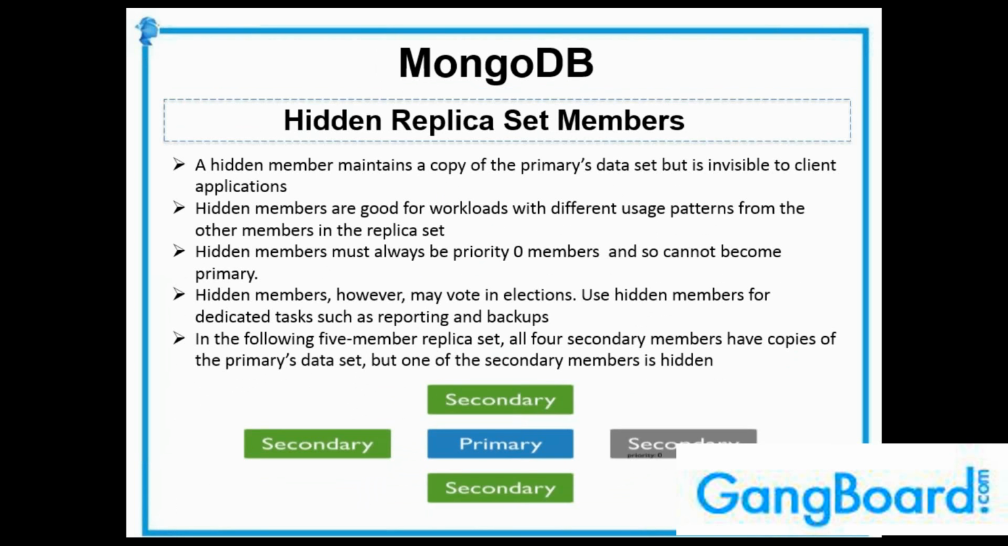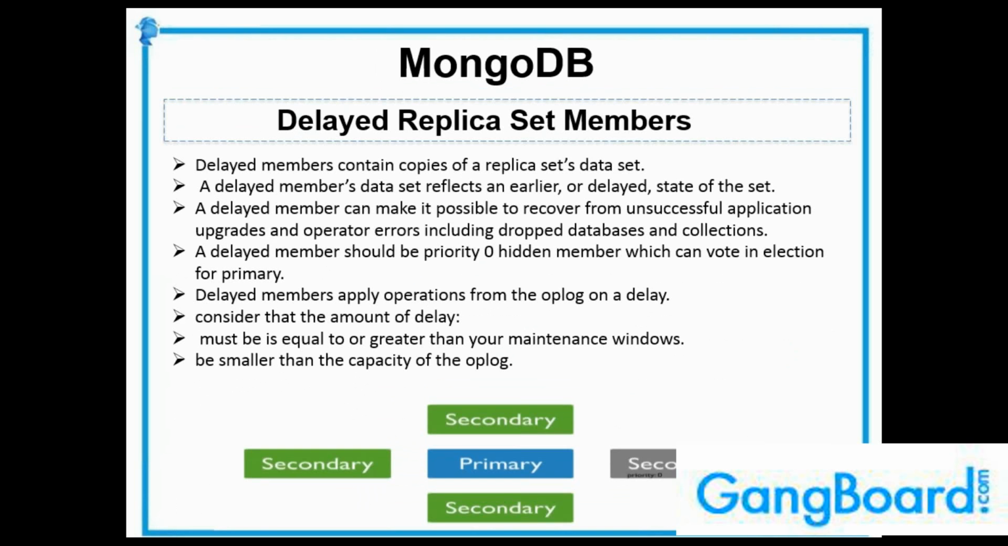Okay, we are done with the hidden node. Next is the delayed replica node. What a delayed replica node is: you can make any of the secondaries delayed from the primary. Like, I want this secondary to be delayed 5 hours from the primary. That delayed number of seconds you can set. So what is the use?